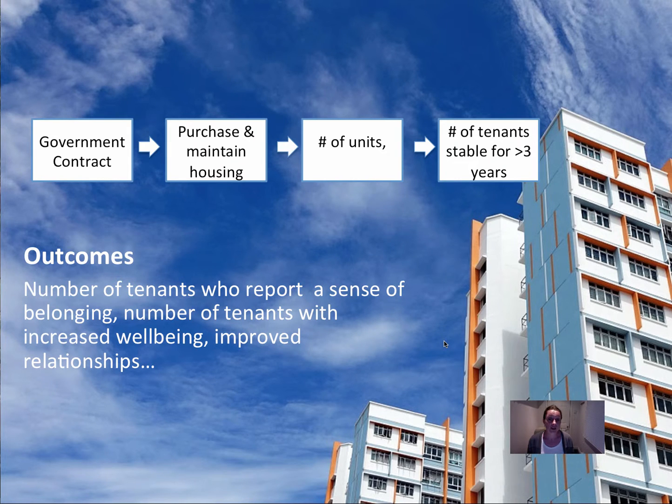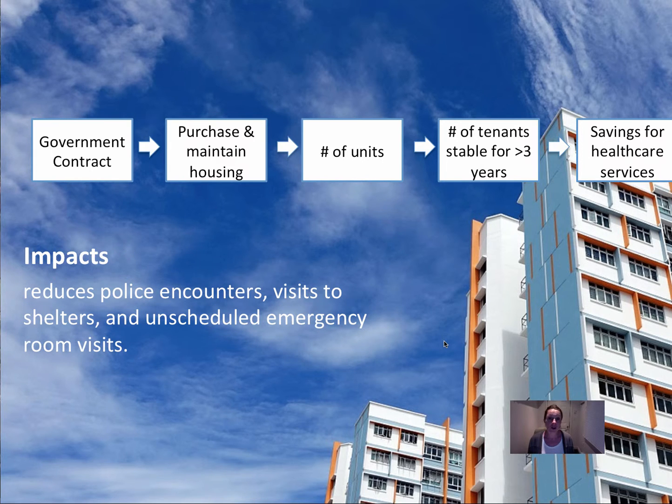An outcome is trickier. One outcome for this organization, Our House, might be number of tenants who've been stable in their housing for 3 or more years, or more than 3 years. It could also be number of tenants who report a greater sense of belonging, increased well-being, improved relationships, etc. And then in Our House's framework, their impact is savings to healthcare services.